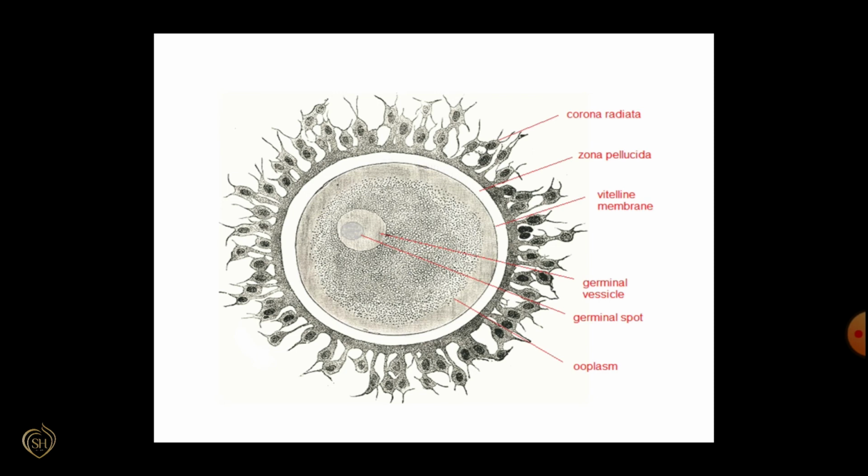This secondary oocyte with the zona pellucida layer enters into the fallopian tube. When it meets the sperm, it completes its meiosis II and forms an egg and a second polar body.